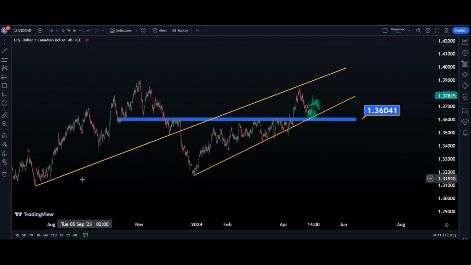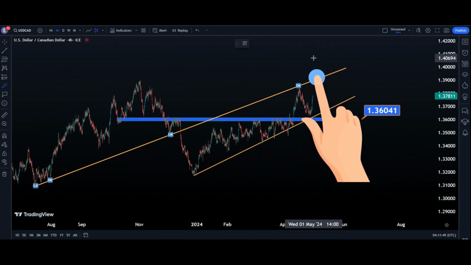If we use this median line here, we can say the market can touch here another time.